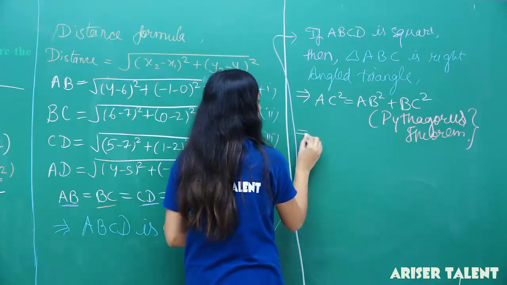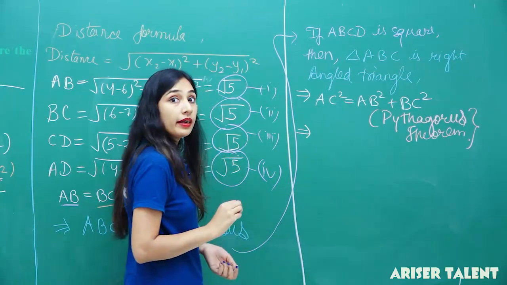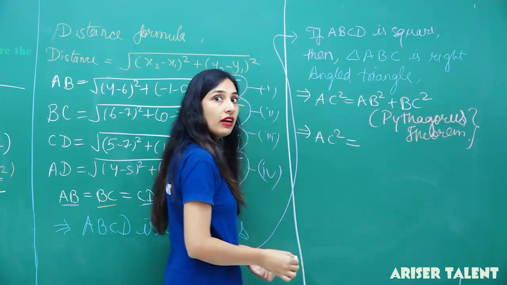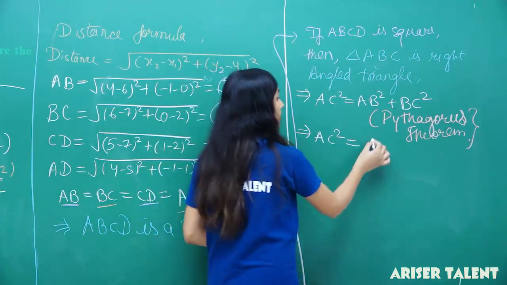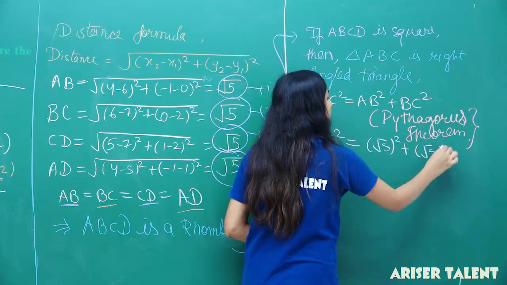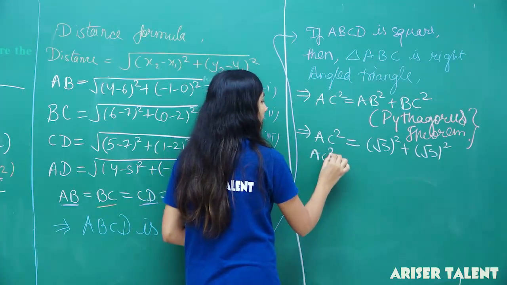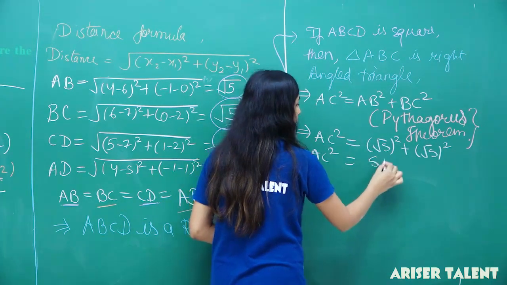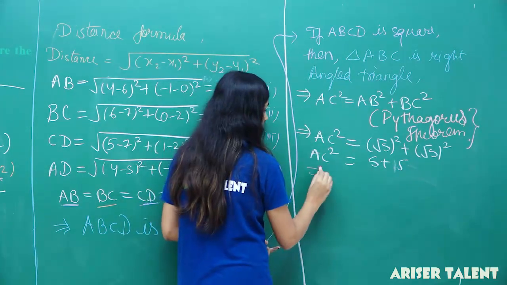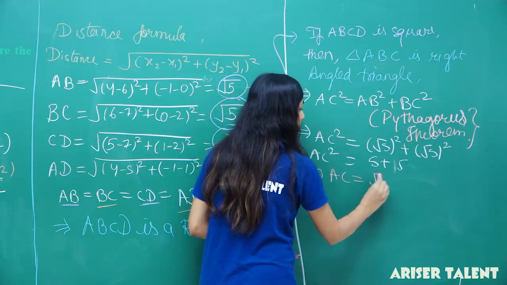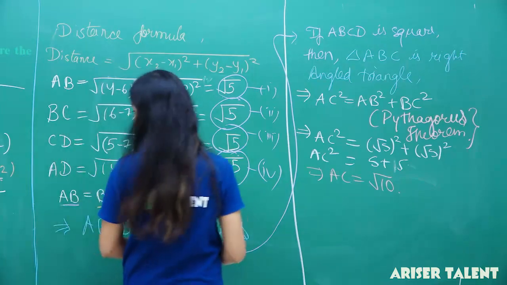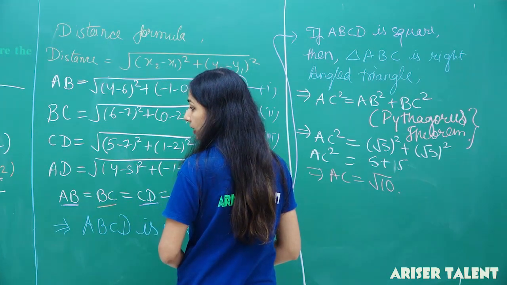This implies that AC square equals AB square plus BC square. The value of AB is root 5 and BC is also root 5. So AC square will be 5 plus 5, that means AC will be equal to root 10. Okay, AC will be equal to root 10.